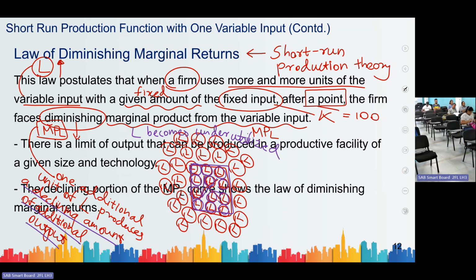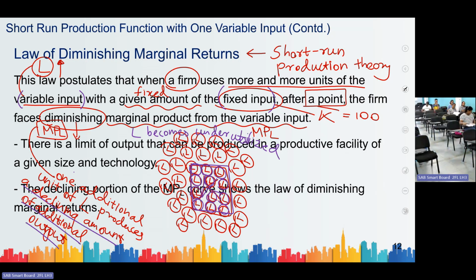So to summarize it again, to generalize, I will use the terms variable input and fixed input. Rather than saying capital and labor, I will call it variable input and fixed input, because labor is not the only variable input, and capital is not the only fixed input. There may be some other variable input, there may be some other capital input.